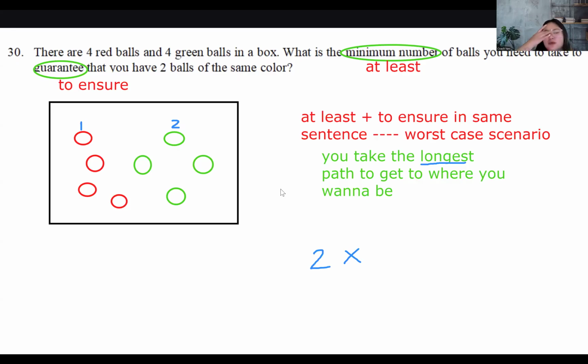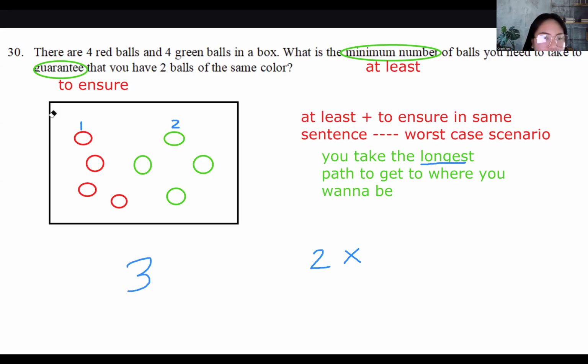Okay? So that's two already. And then, let's say, for example, the next thing that you will get is the red, right? So that took you 3 tries. You already have two balls of the same color, both red. So that's already three.